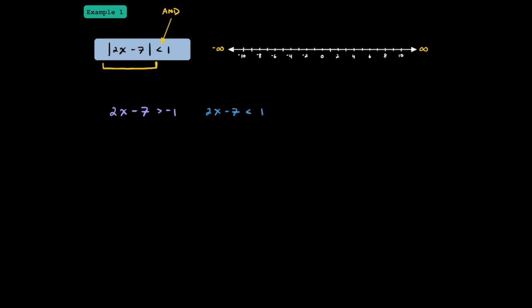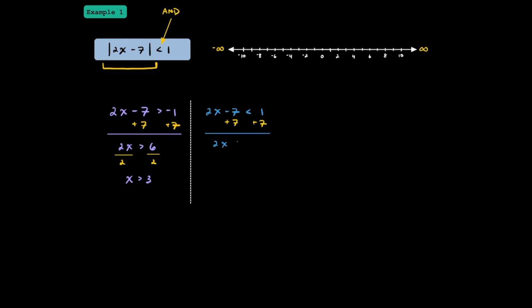less than positive 1. To solve the inequality on the left, we're going to start by adding 7 to both sides. From that, we'll get 2x is greater than positive 6. And dividing both sides by positive 2, we're going to get x is greater than positive 3. To solve the inequality on the right, we'll also start off by adding 7 to both sides. From that, we'll get 2x is less than positive 8. And dividing both sides by positive 2, we're going to get x is less than positive 4.